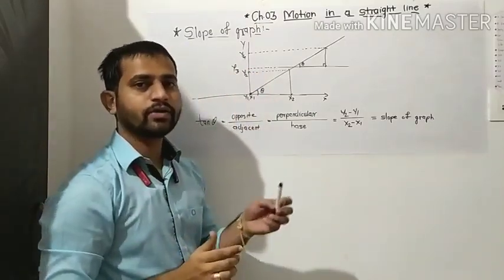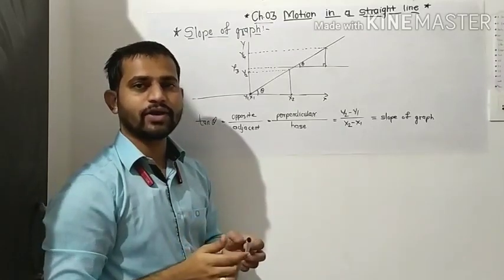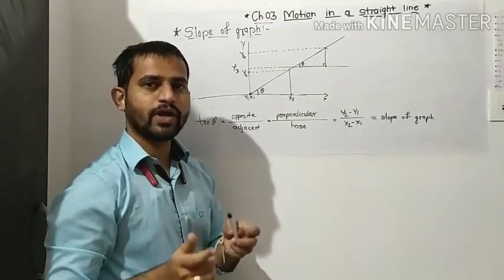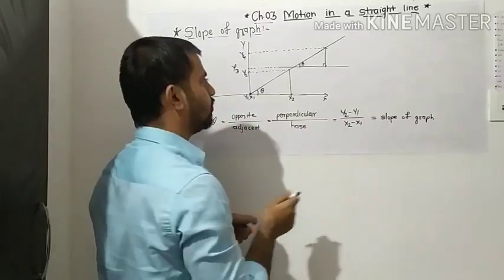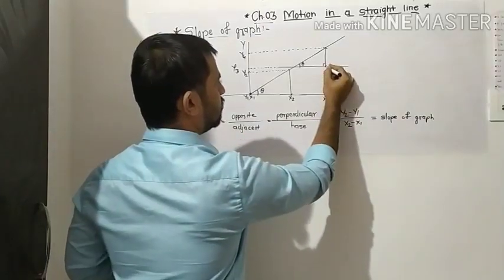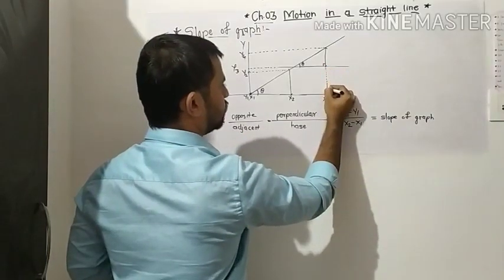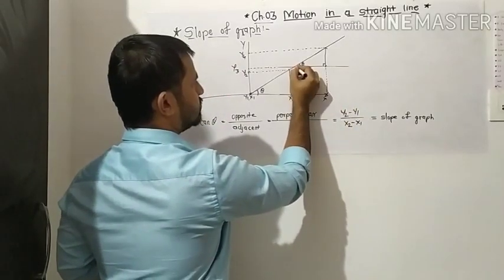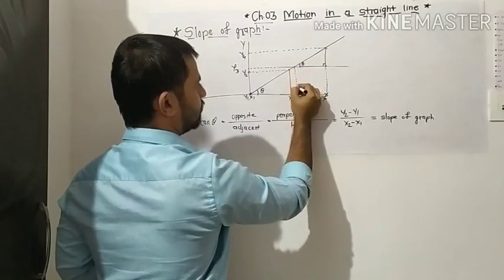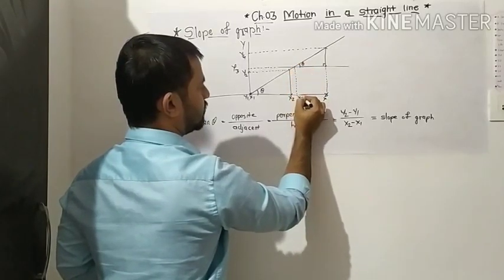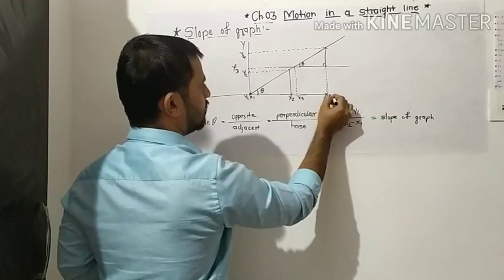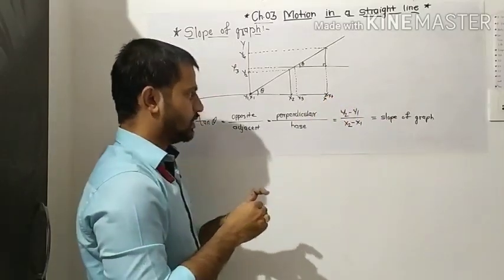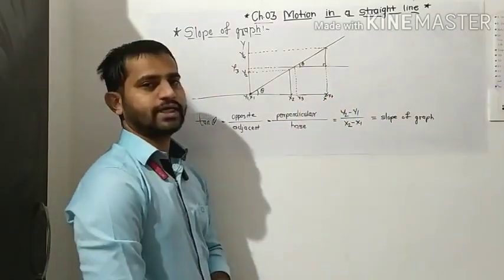Similarly, we can find out the value of the x coordinate and the y coordinate also. For that purpose, we have to extend this line up to the x-axis, and this will be the x coordinate, and from this point we have to draw the perpendicular. So this will be x3 and this will be x4.